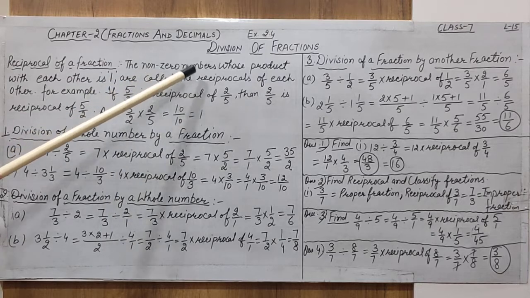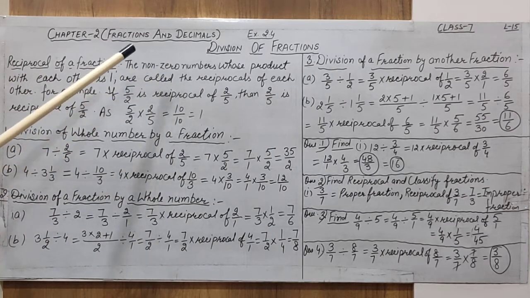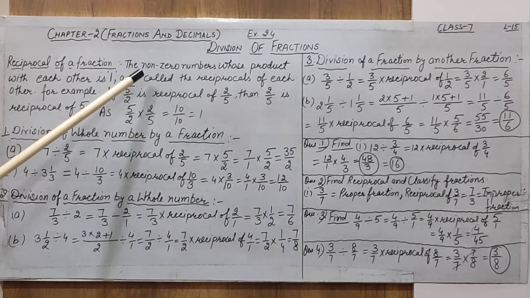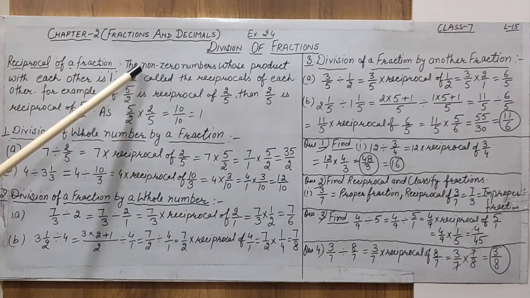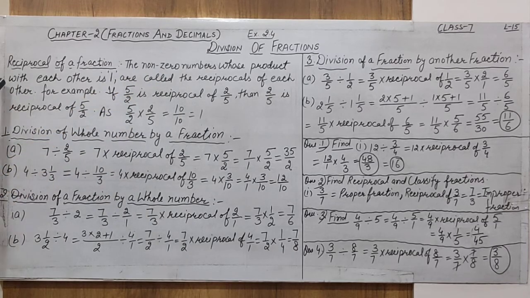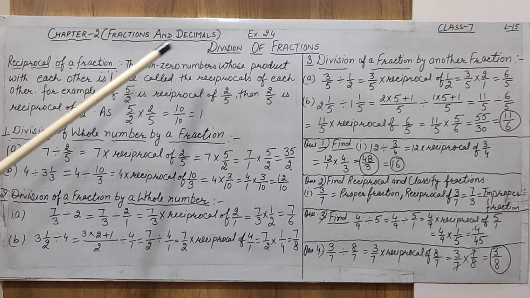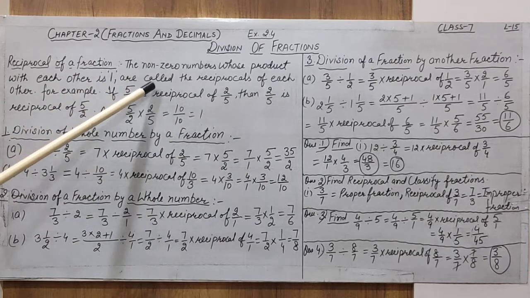The non-zero numbers whose product with each other is 1. The numbers we select can be fractional numbers or whole numbers, but they are not 0. Neither the numerator is 0 nor the denominator is 0. The non-zero numbers whose product with each other is 1 are called reciprocals of each other. If the multiplication of two such non-zero numbers always gives 1, then those numbers are called reciprocals of each other.